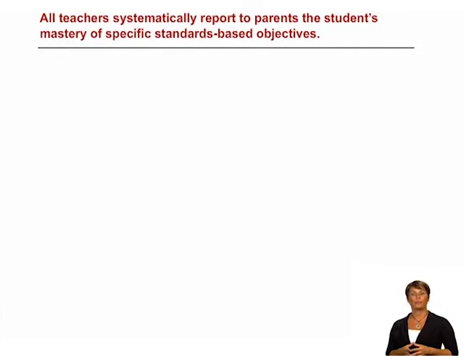Some of the most important information a parent can receive is how their child is progressing relative to the standards-aligned objectives included in the unit plan. This addresses the first indicator of Part 3. All teachers systematically report to parents the student's mastery of specific standards-based objectives.